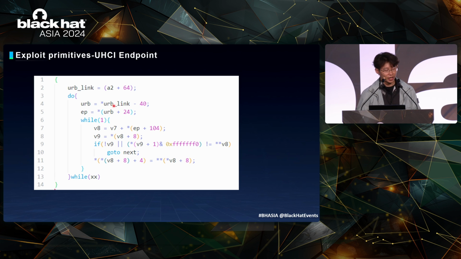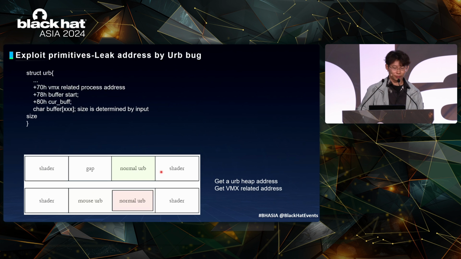So if we can control an endpoint structure or URB structure, we can fake V8. Then we can achieve arbitrary address write. The drawback is we must know the value of the target address because of this condition. The good news is that I have an information leak, and through UAF, I can control the endpoint structure. So with the idea and the vulnerability, let's start the exploitation.